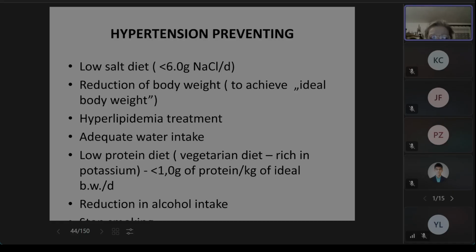So it is very important to eat no more protein than 1 gram per kilogram of the ideal body weight per day. And finally, it is important to reduce the alcohol intake. I don't say to eliminate alcohol. Nevertheless, nowadays it is claimed that even the smallest amount of alcohol can be dangerous for our health. I would say reduction of alcohol intake is important.